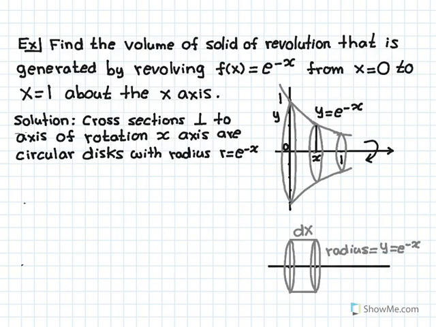Alright, so let's look at an example. Find the volume of the solid of revolution that is generated by revolving the function f of x equals e to the minus x from x equals 0 to x equals 1. Revolve this about the x-axis.